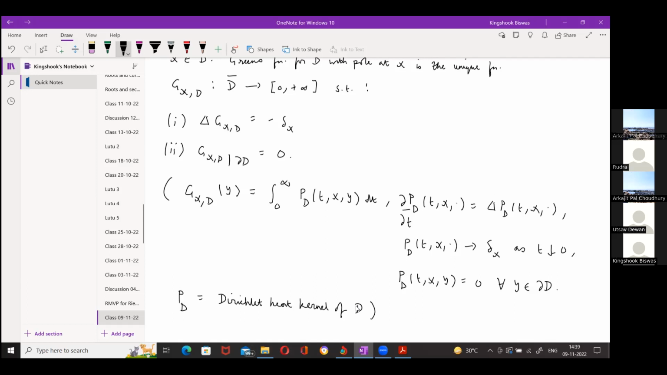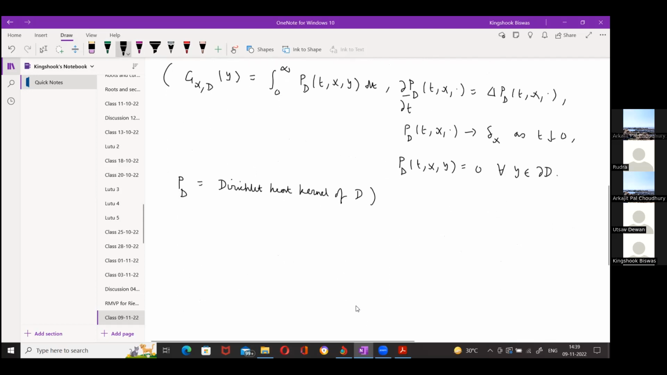So once you have the Green's function, then you can get a Poisson formula, using Green's formula. Now if u belongs to C2(D) intersect C0(D closure), you use Green's formula: the integral over D of u Laplacian G(x,·) minus Laplacian u G(x,·), and so on. We're almost out of time, so let me stop this session and start another one.